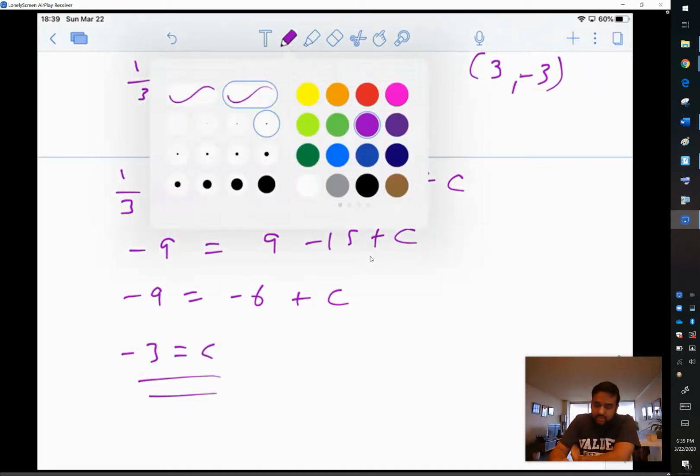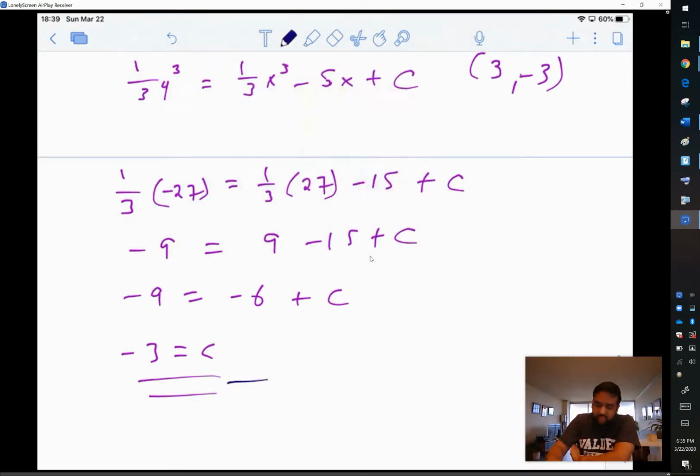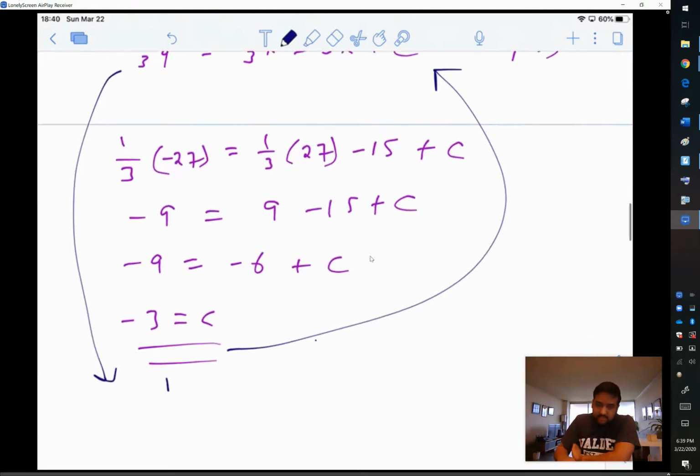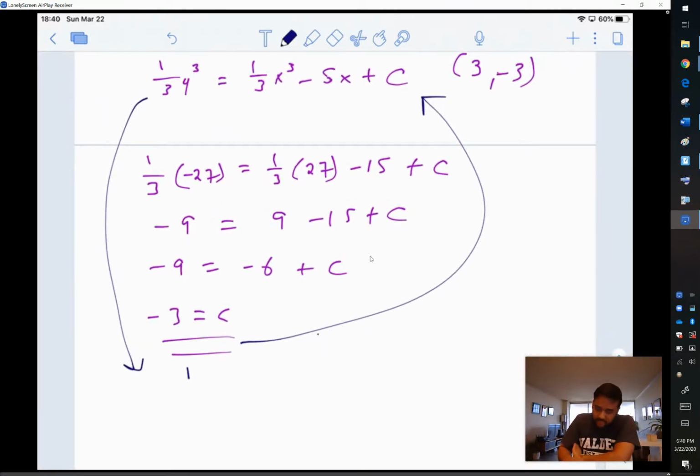So what I can now do is go back to the step where I started plugging things in and go ahead and replace that with the value of c that I just got. So what I now have is not visible. Let's fix that. 1/3 y cubed equals 1/3 x cubed minus 5x. We've now found c, so -3.